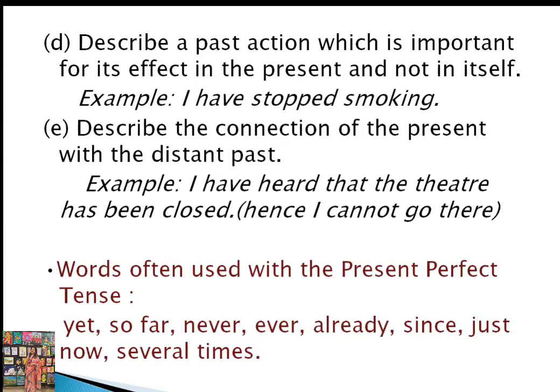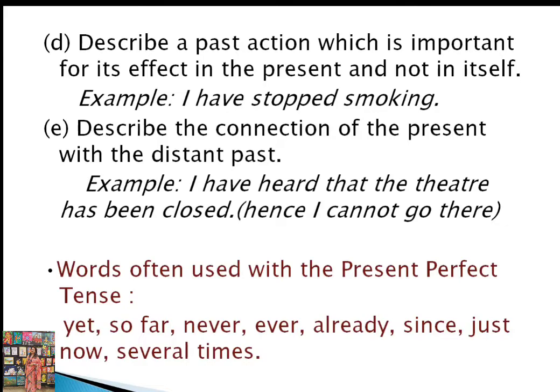Next, describe the connection of the present with the distant past. I have heard that the theater has been closed. Okay, so words we use with the present perfect tense are yet, so far, never, already, since, just, now, several times. Now please don't confuse yourself with present perfect and past tense. In past tense we use completely different be verbs. We use different forms of verb.